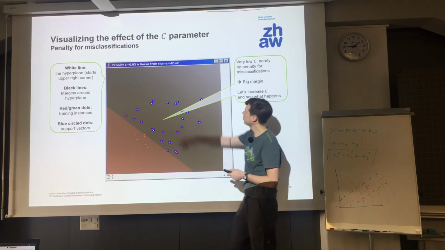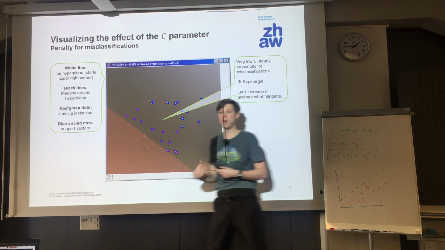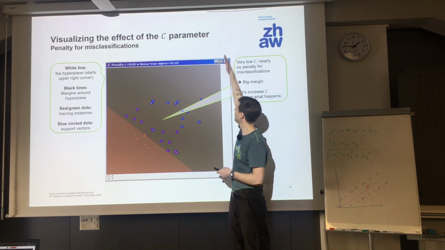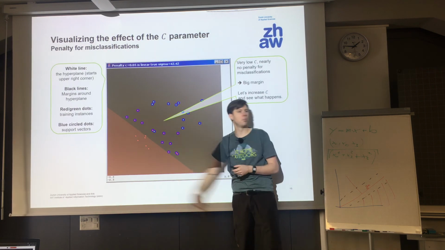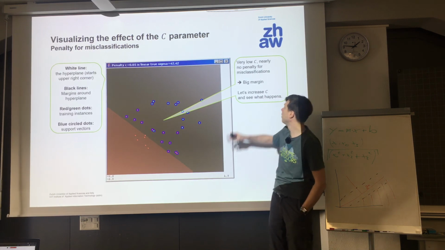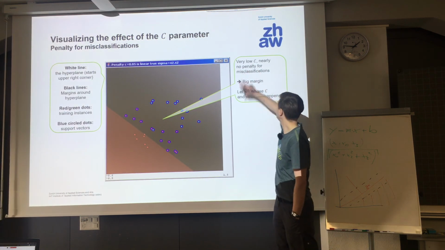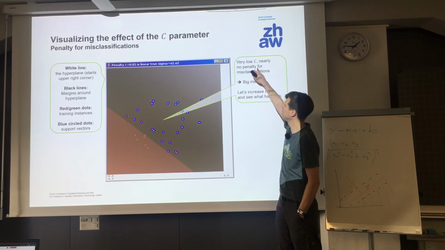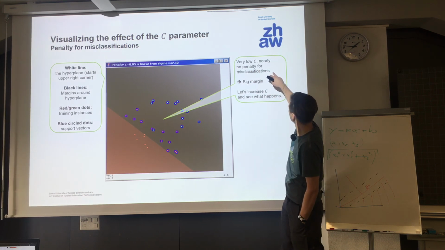What we will now see is when we increase the C, the penalty for misclassification, that this line will come to a more reasonable place. So let's see how it happens. At the moment, we have a low C, no penalty for misclassification.